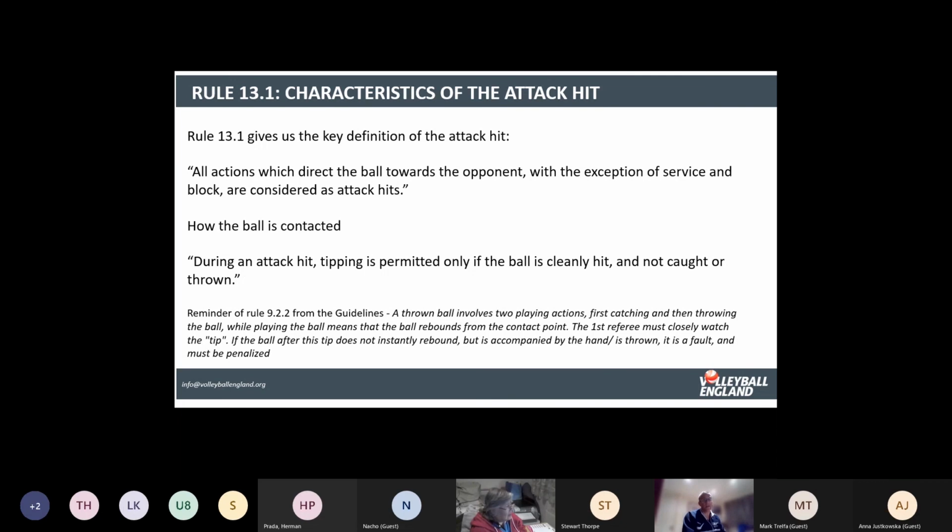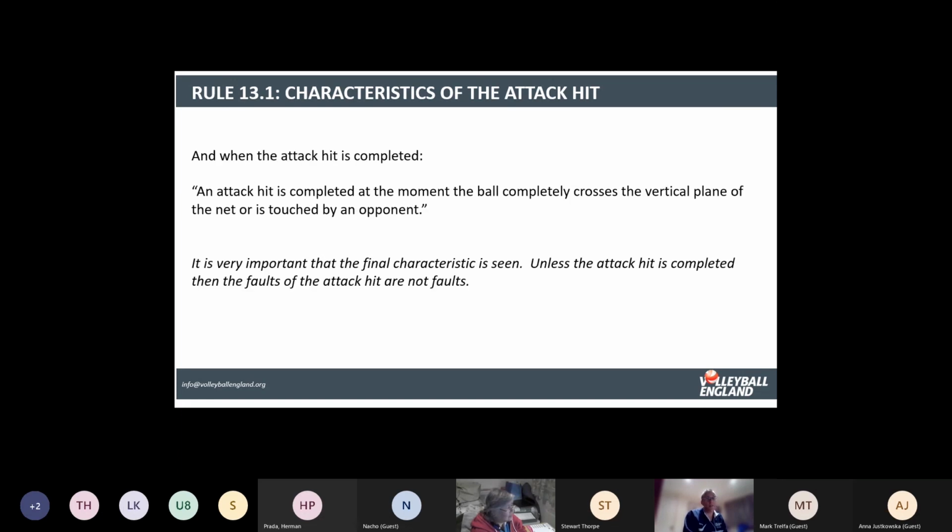So we've got the basis of our definition of the attack hit. All actions which direct the ball towards the opponent, with the exception of service and block, are considered as attack hits. Okay, and then the final part of the characteristics is about when the attack hit is completed.